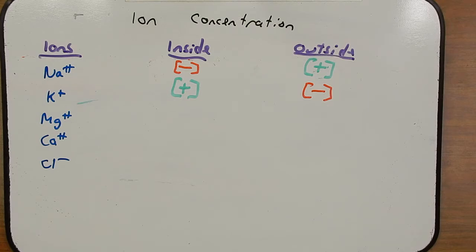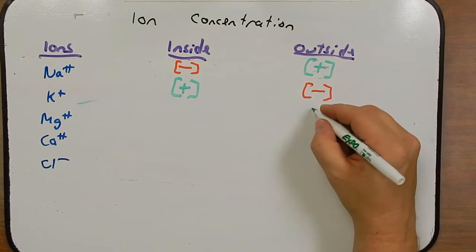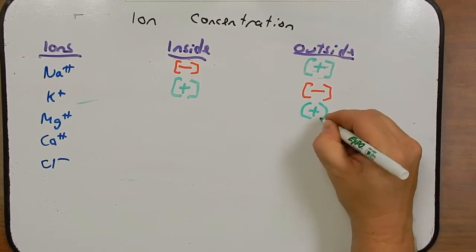Magnesium, it's a very low concentration both inside and outside, but it doesn't take a lot to do what it needs to do. Outside of the cell, it has a higher concentration. It's about 4 or 5 times higher.